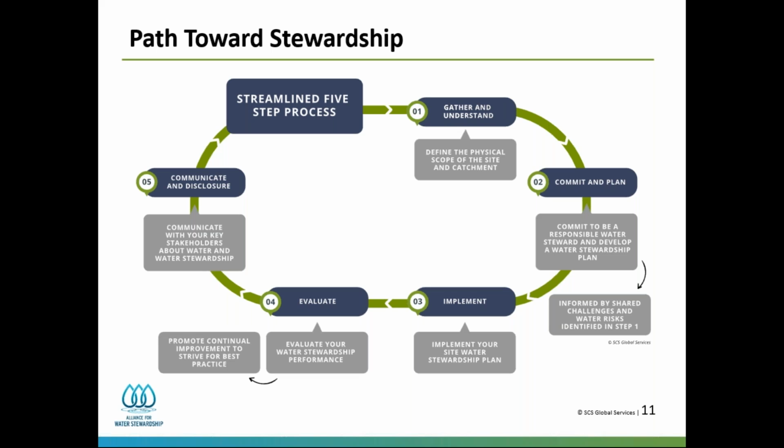The 4th step is evaluation, and that's the point where you're measuring your progress, you're proposing modifications to your plans, you're looking at your goals. Are you meeting your goals? Do you need to make changes to them? You're also beginning to look at promoting continual improvement and striving for those best practices that you've identified. The 5th step is communicate and disclose. Again, that is consistent with version 2, the last step. And here you're telling your water stewardship story, and you're building your stakeholder engagement.